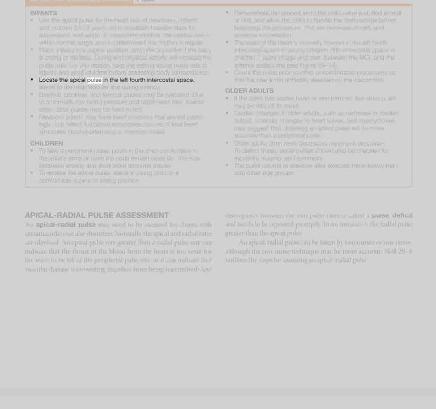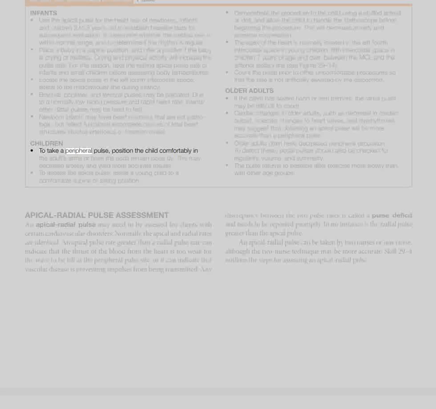Locate the apical pulse in the left fourth intercostal space, lateral to the midclavicular line during infancy. Brachial, popliteal, and femoral pulses may be palpated. Due to a normally low blood pressure and rapid heart rate, infants' other distal pulses may be hard to feel. Newborn infants may have heart murmurs that are not pathologic, but reflect functional incomplete closure of fetal heart structures, ductus arteriosus or foramen ovale.